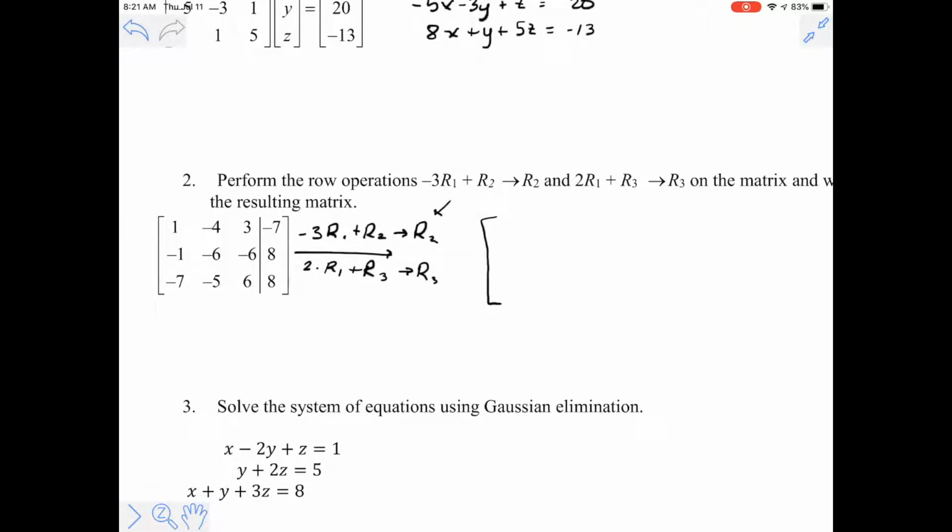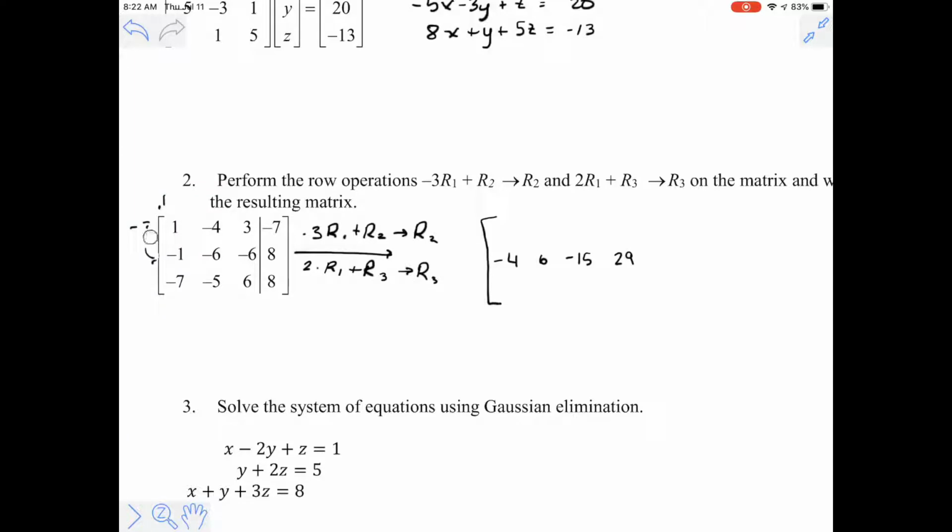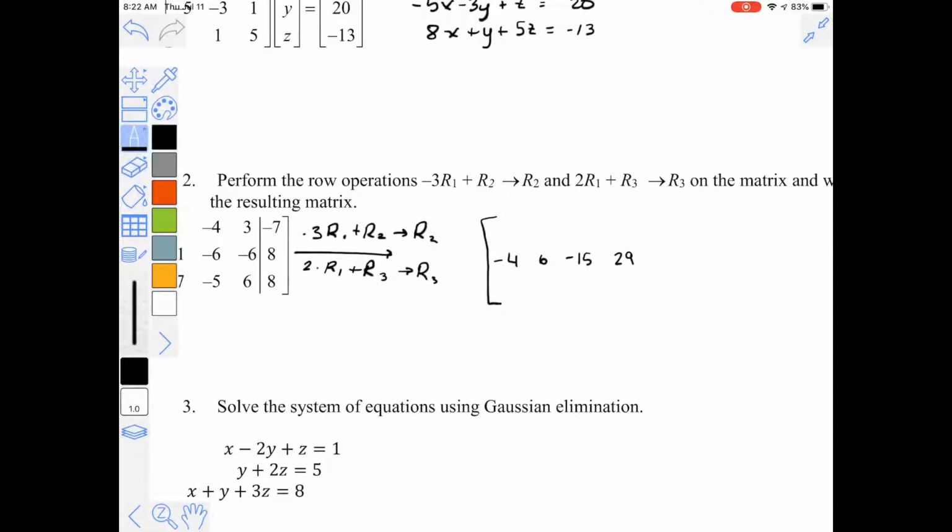So I'm going to start with this top series of row operations, which is affecting row 2. So everything in row 1 is going to be multiplied by -3, and then we're going to combine that with row 2. So here we have -3 plus -1, which is -4. Here we're going to have +12 minus 6, which is 6. Here we're going to have -9 minus 6 is -15. And for that number, we're going to have +21 plus 8 is 29.